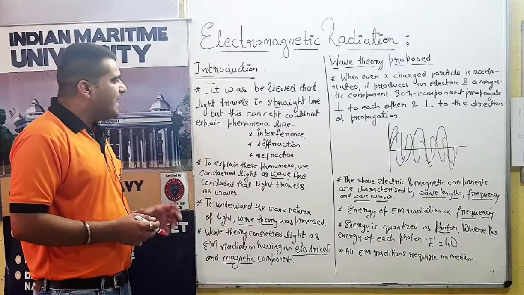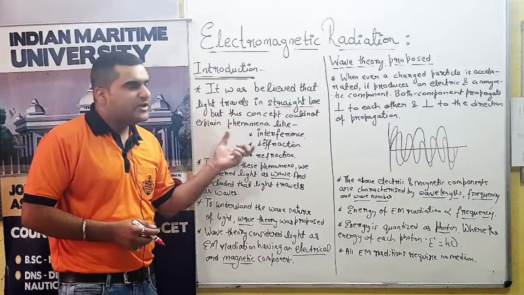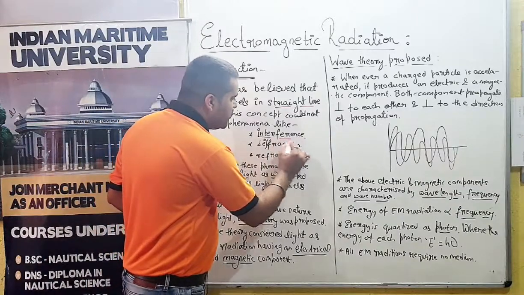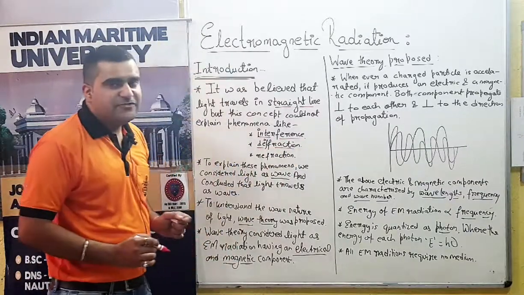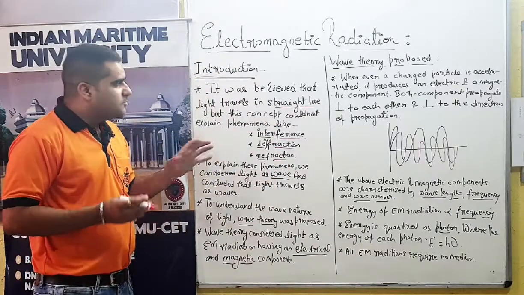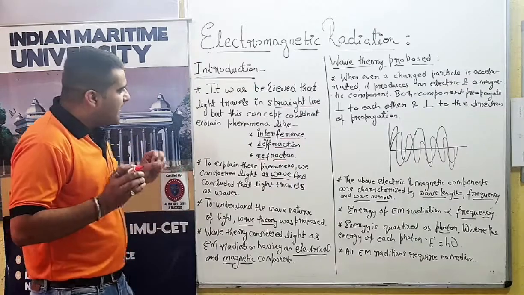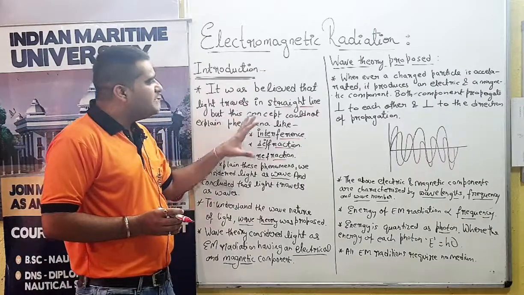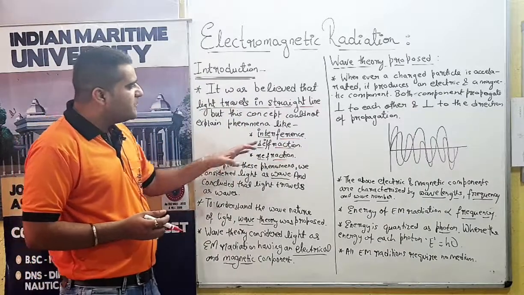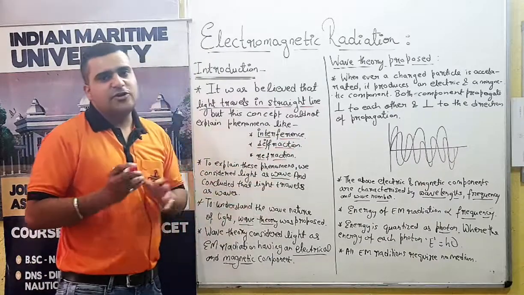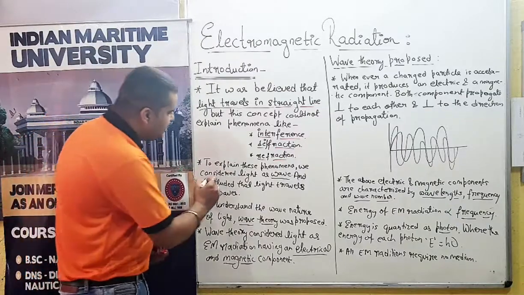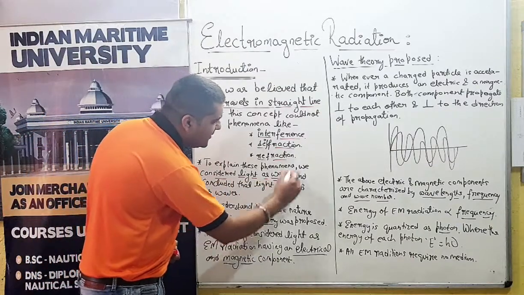Then we found out that if we believe light to be traveling as a straight line, then we are not able to explain certain phenomena like interference, diffraction and refraction. So what do I mean by this, from the MCQ point of view? If we believe that light travels in a straight line, then interference, diffraction and refraction cannot be explained. So to explain these three phenomena, we considered that light travels as a wave.